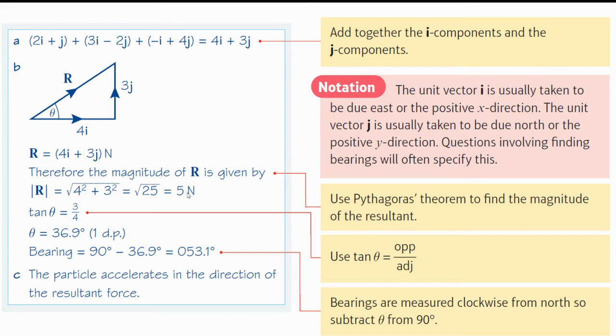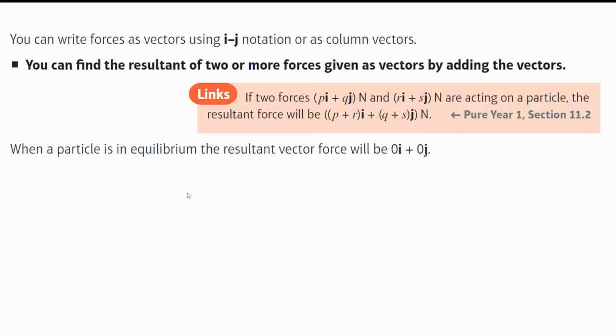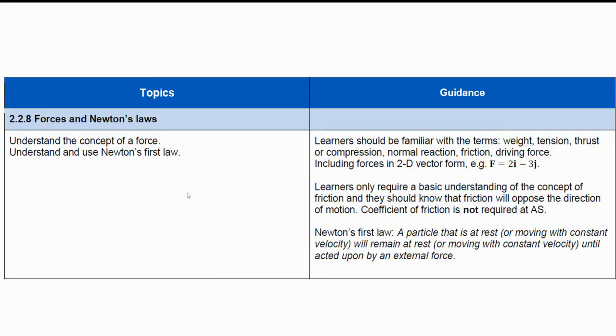Okay, so let's go back and look at the scheme of work, because obviously we know there are no WJEC proper textbooks for these. We're using the Edexcel ones. So let's compare what we've just done to what the scheme of work says. Learners only require basic understanding. What does it say about horizontal and vertical? Coefficient of friction not needed. What does it say about horizontal and vertical?